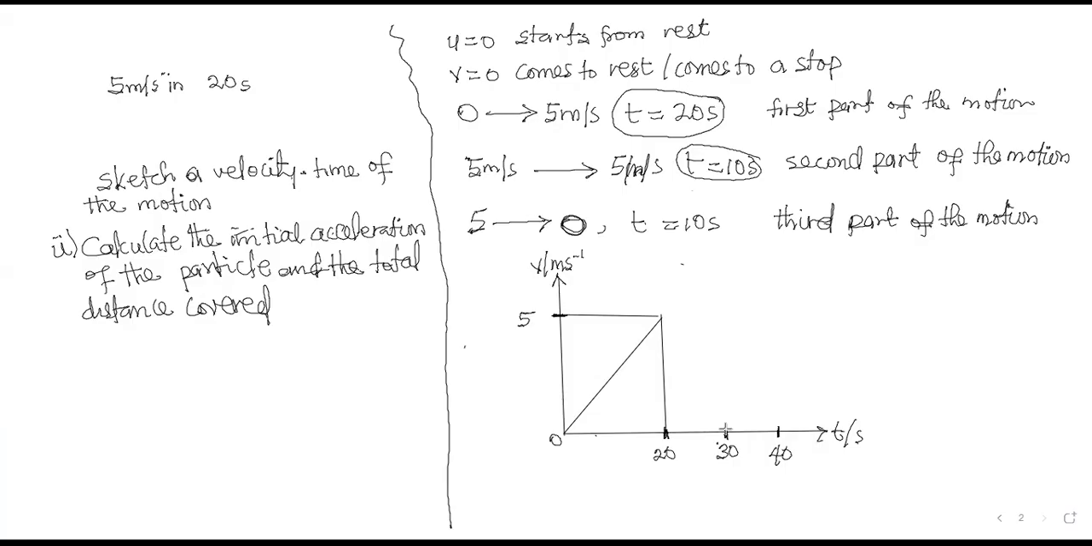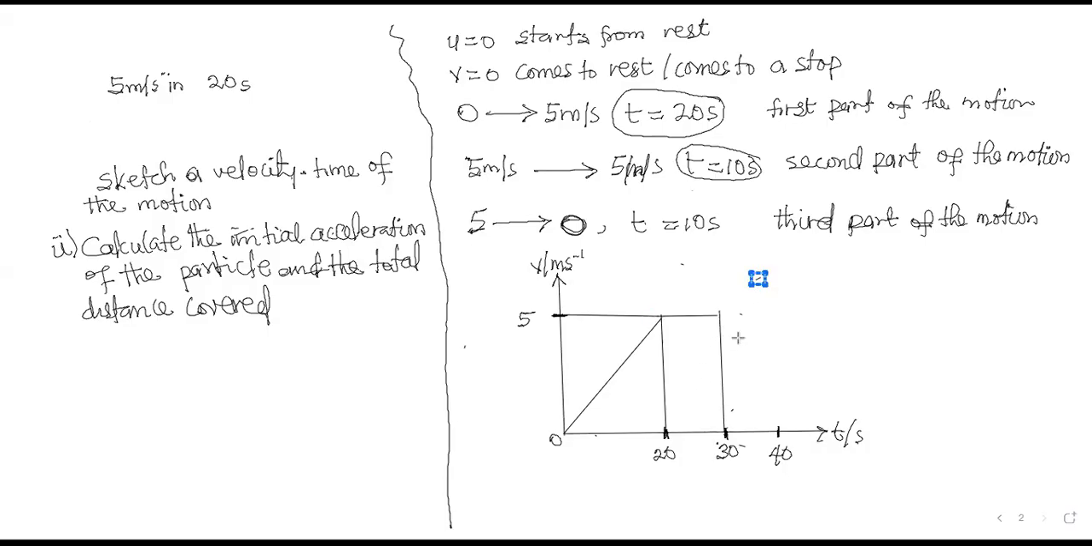Then this velocity was maintained for a further 10 seconds. Within this time interval of 10 seconds, the body maintains its velocity. So once the velocity is maintained, then the gradient is 0. That's the second part of the motion.